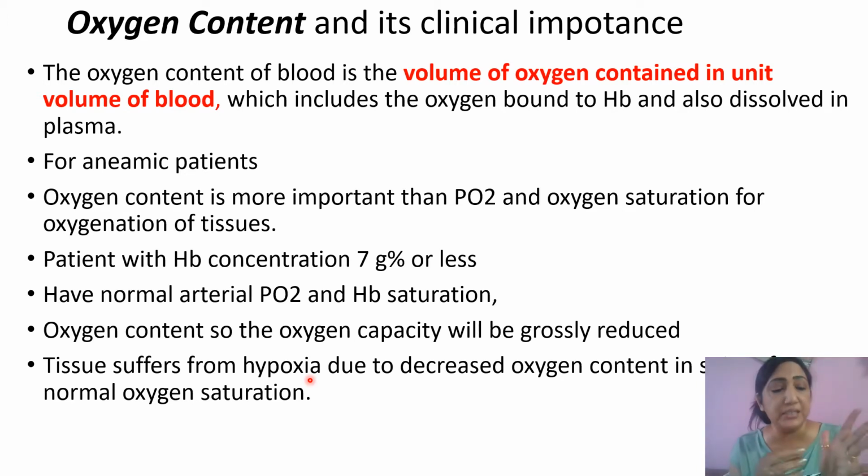And mainly the tissue is getting oxygen by the oxygen bound with the hemoglobin. Because the hemoglobin is less, the tissue suffers from hypoxia, though there is a normal arterial PO2 and hemoglobin saturation.